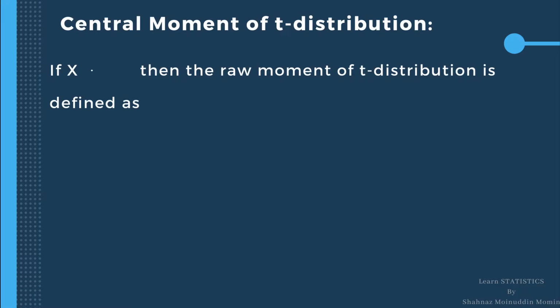If X follows a T distribution with parameter n, then the central moments of T distribution are given by, we know that the central moment is denoted by mu r and it is given by expectation of x minus expected value of x raised to r.